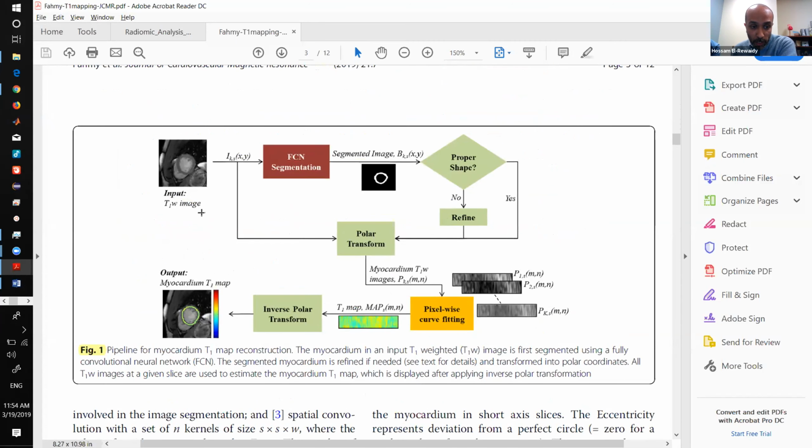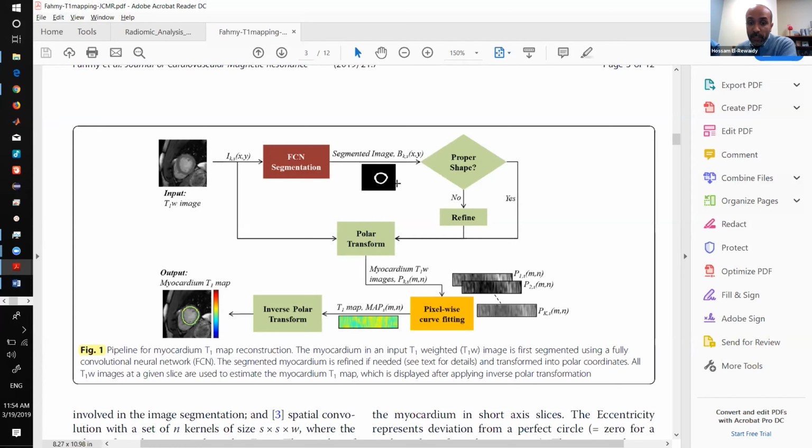So at the beginning, we have this T1 weighted image input to the neural network. We do segmentation, so we mark all the pixels belonging to the myocardium. Everything else is 0. And then we do some testing for the resulting shape.